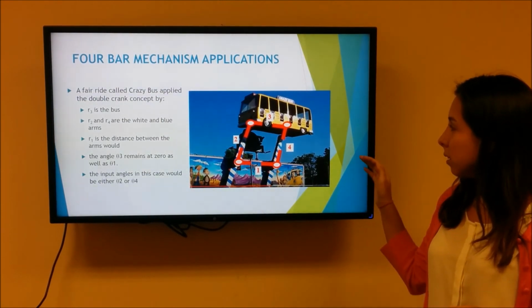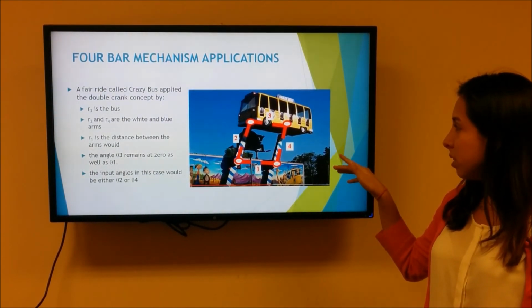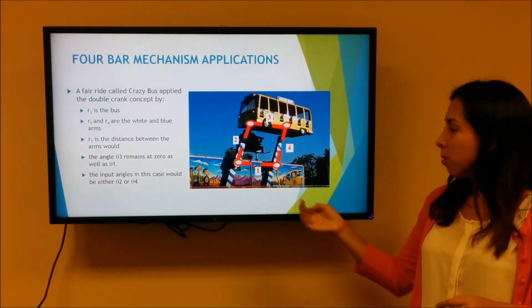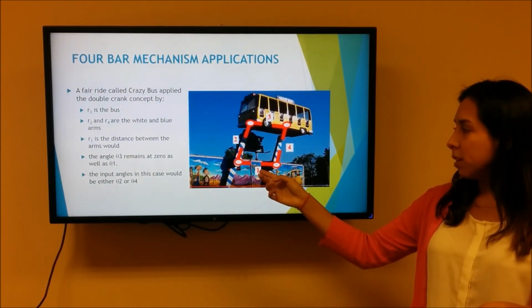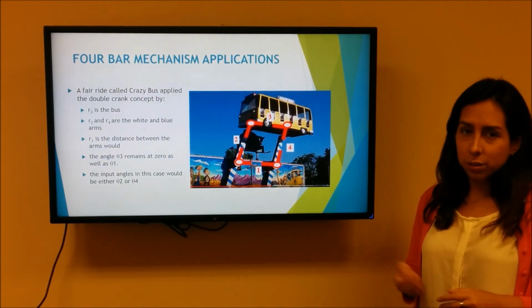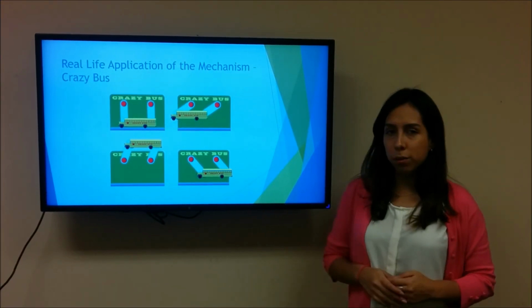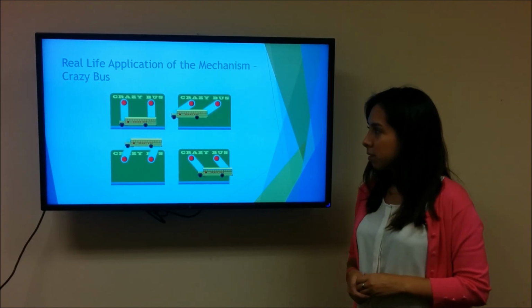In this concept, the angle of R3 doesn't change, so the input angles could be theta 2 or theta 4, and also the distance here is fixed, therefore link 1 is fixed. This is the design that we have created in SolidWorks, and we have also created an animation for this.